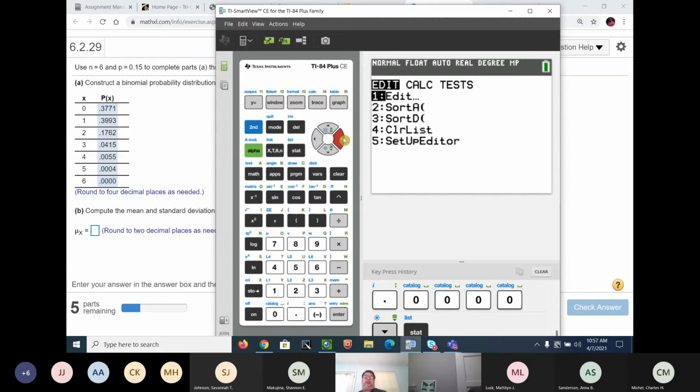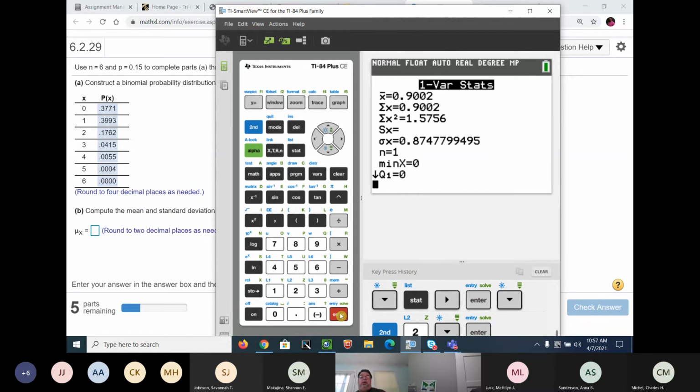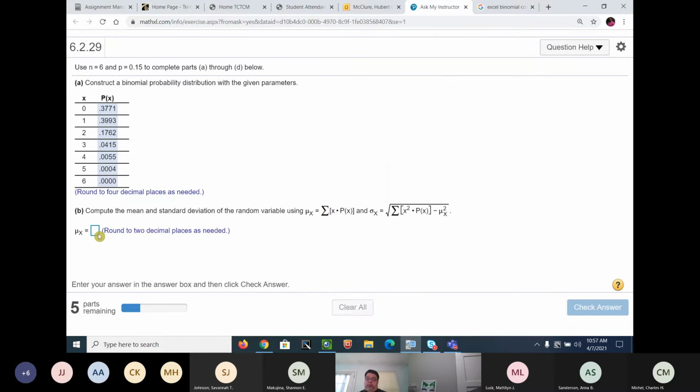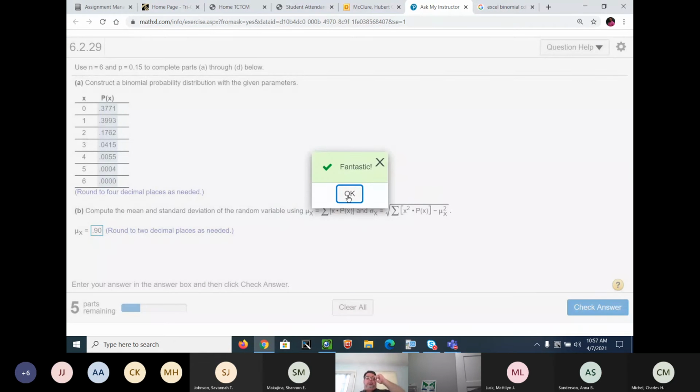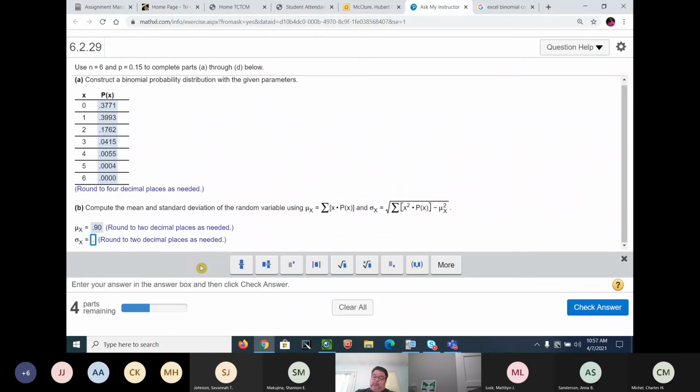Go to stat, calculate, first variable statistic, hit second, L2, and calculate. X bar is equal to 0.9, and sigma is equal to 0.8748. So our mean is 0.90, and our standard deviation is equal to 0.87.